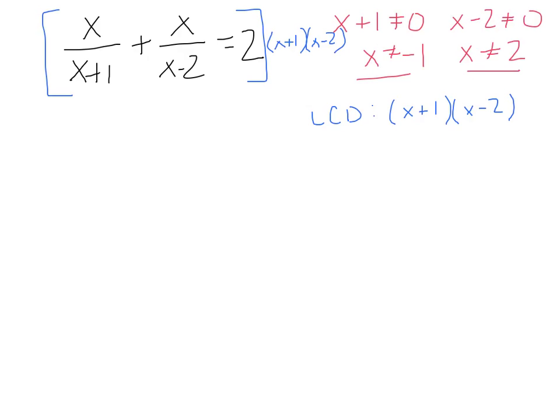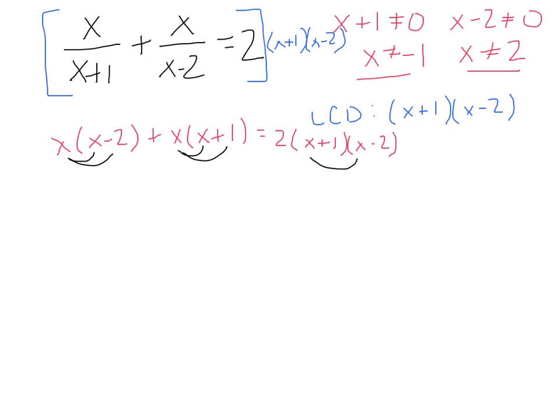For the first fraction, the x plus 1 will cancel, and so I'll be left with x times x minus 2. For the second fraction, the x minus 2's will cancel, so I'll be left with x times x plus 1. For the third fraction, nothing cancels, alas, so I'm left with 2 times x plus 1 times x minus 1, minus 2. Which is really big and gross and messy, so we are going to simplify, and so we're going to do a lot of distribution.